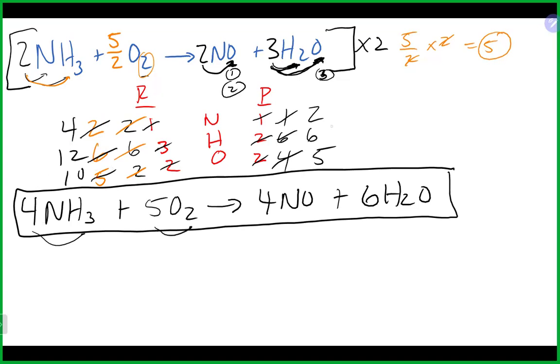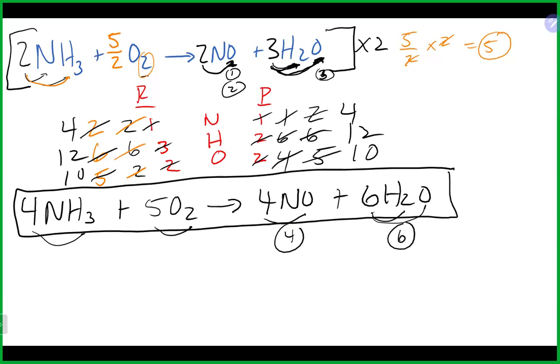On the right-hand side, we have 4 nitrogens. 6 times 2 is 12 hydrogens, and 4 oxygens there, and 6 oxygens there is 10. So this equation is properly balanced.